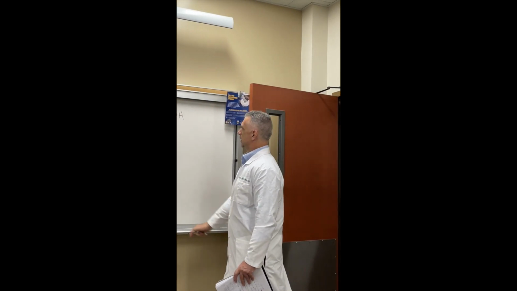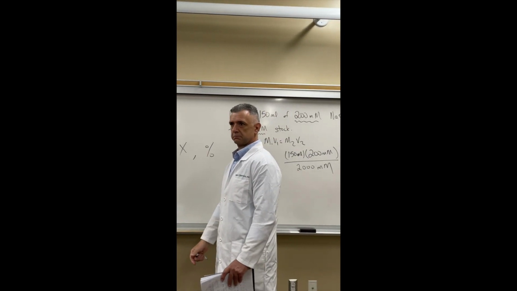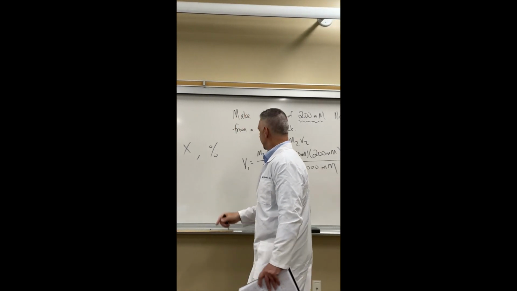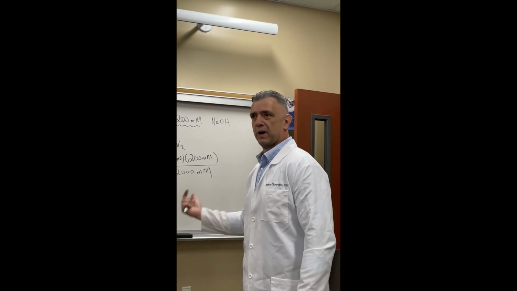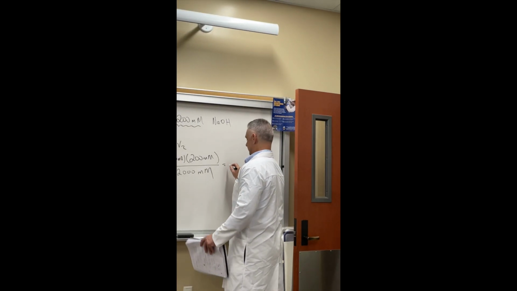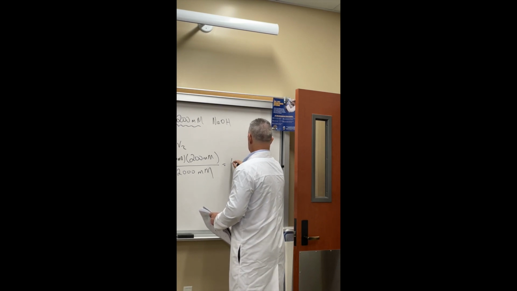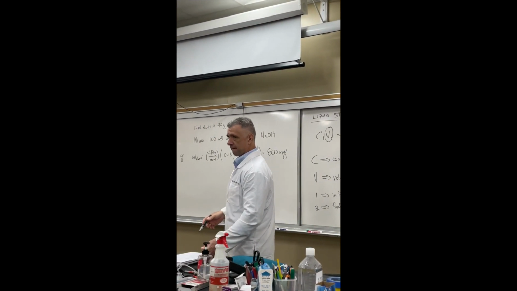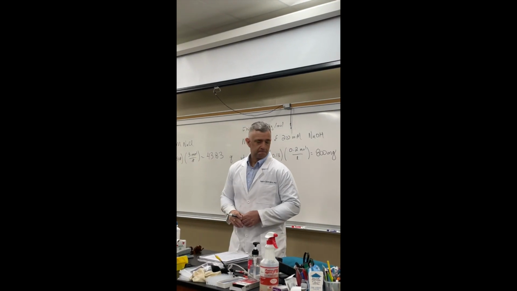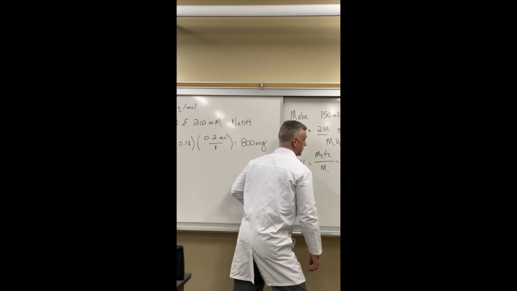I converted 2 molar, my initial concentration, to 2,000 millimolar because I could. I could have actually done it the other way, right? I could have converted 200 millimolar to 0.2 molar, which would have been more reasonable. But either way is fine, and either way will get you the same answer, won't it? It will get you 15 milliliters. Now, that's really quick.